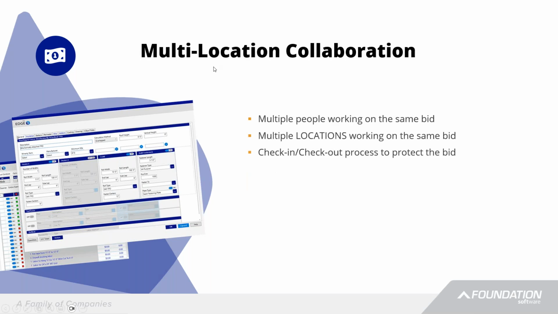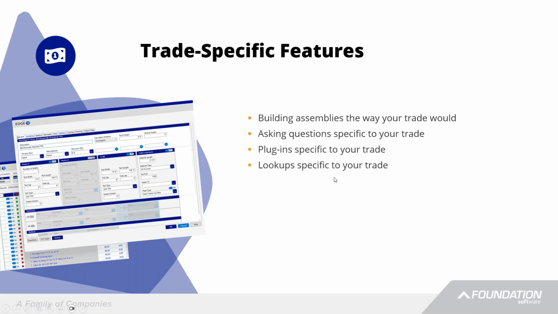Right. The multiple location collaboration, this is what we talked about a little bit earlier. We do have a check-in and check-out process. We were just talking to somebody yesterday about having multiple estimators inside of the same bid, and how are you going to avoid double dipping or someone putting a different price on the same item. So we have a check-in and check-out process that helps make sure none of that stuff happens.